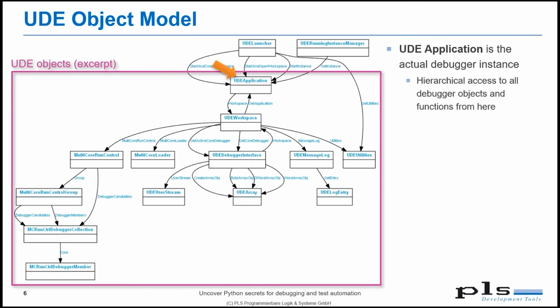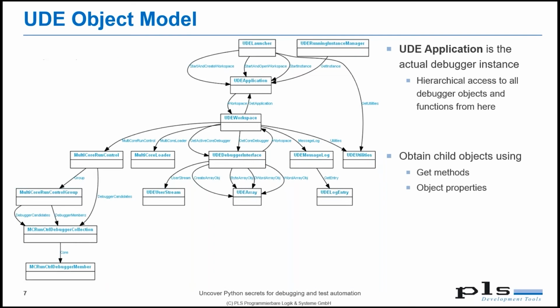One hint here, this picture does not show all the available objects. The objects model is much larger than I want to show here on this slide. All the debugger objects provide get methods or object properties that you can use to obtain the next objects in the hierarchy.